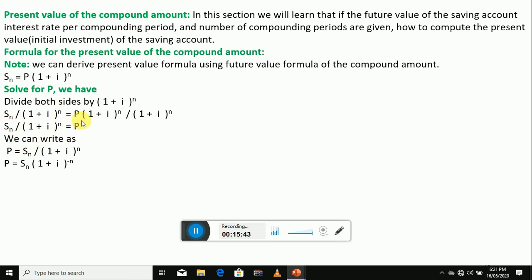We transfer P to the left hand side, and Sn divided by (1 plus i) raised to the power n we transfer to the right hand side. So this is the present value formula of the compound amount. We can write it like this also. When we take (1 plus i) to the power n from the denominator to the numerator, the sign of this n will change from positive to negative. This formula or this formula we can use to compute the present value of the compound amount.